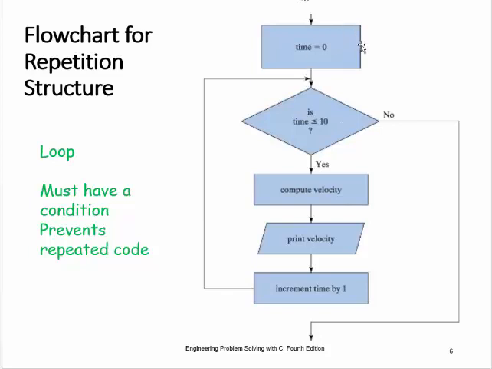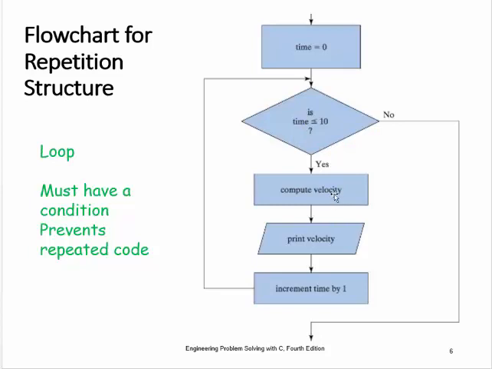So here's an example. I've set time equal to 0, and then I ask, is time less than or equal to 10? If the answer is no, it's not less than or equal to 10, then I will go and do something else. Say that again. I've set time equal to 0. So I come here and I say, is time less than or equal to 10? This is a true statement. Yes, 0 is less than or equal to 10.